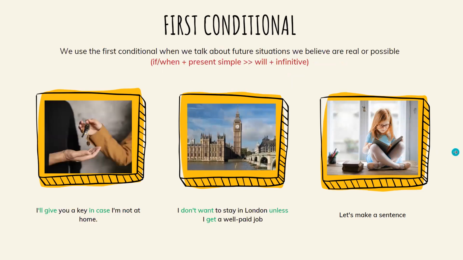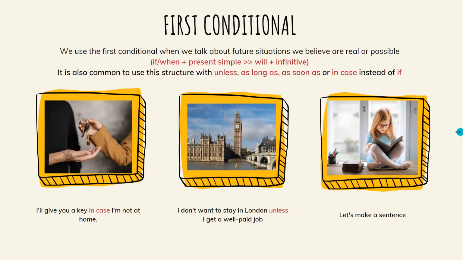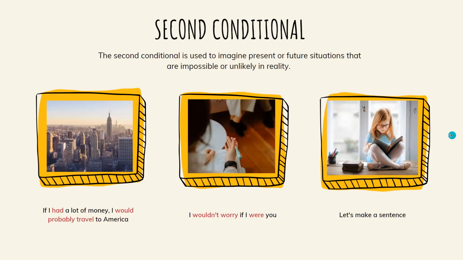But if your sentence has the meaning of the future, it's not zero conditional anymore. If there is a possible future action, it's not zero conditional. You should use first conditional, guys. I hope you got it. So let's move on to the next conditional.